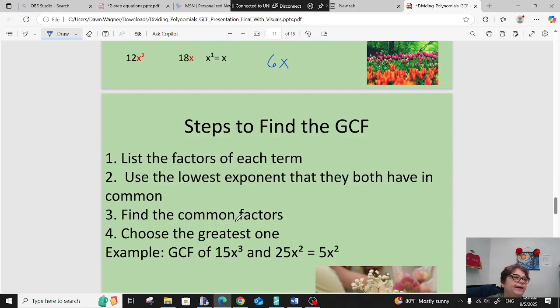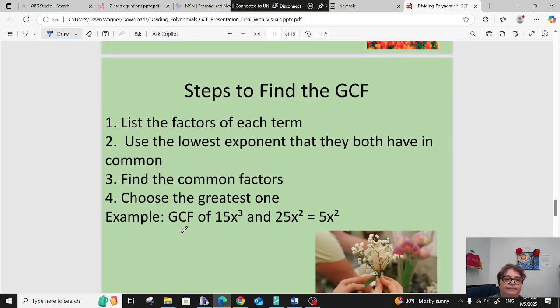I have a factor chart that does all the factors up to 100. I'm going to print that out for you. You're going to list the factors of each term. You use the lowest exponent that they both have in common. You find the common factors, and then you choose the greatest one.